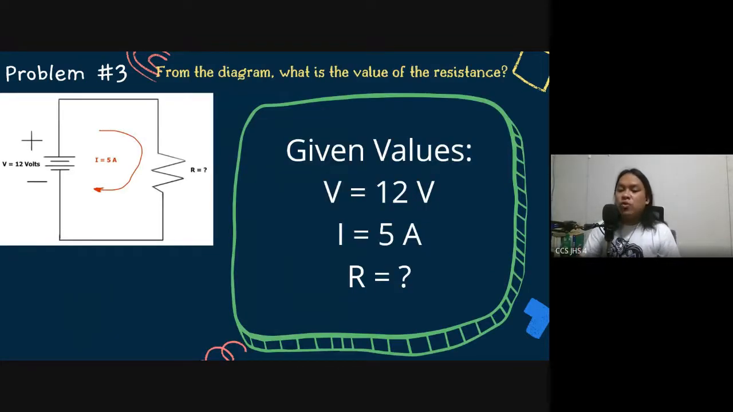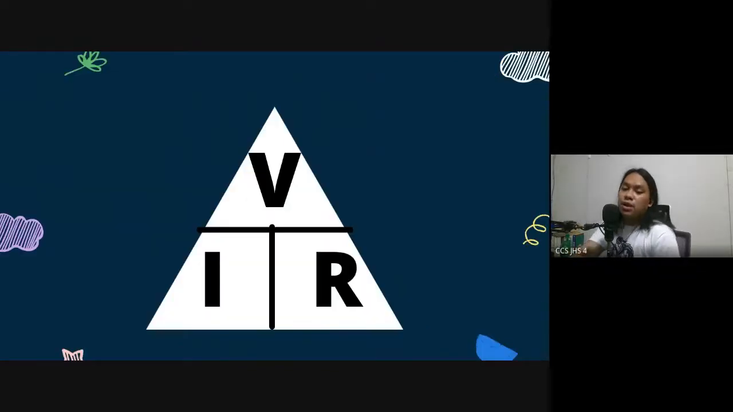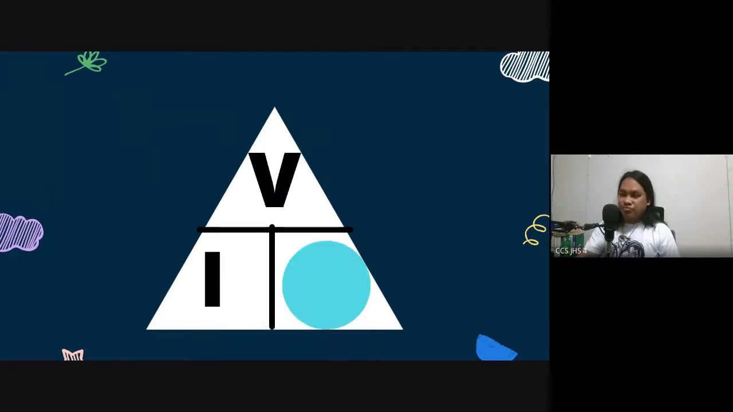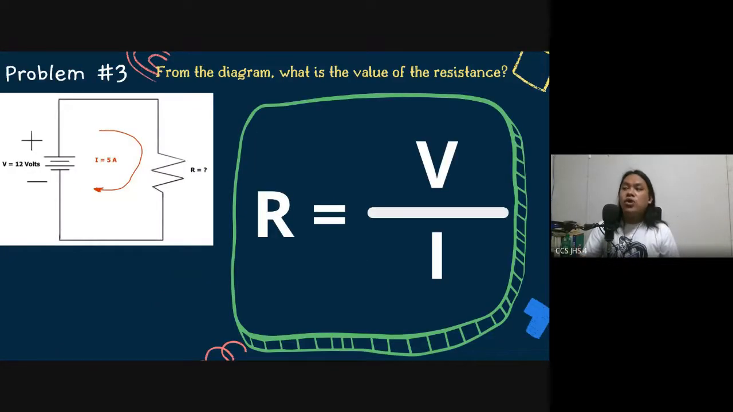Voltage is equal to 12 volts. Current is equal to 5 amps. And we're going to look for the value of resistance. So what formula are we going to use? Let's look again at our pyramid of Ohm's law. Once again, the electrical parameter we are looking for is resistance. Very good. So we are just going to cover letter R. Okay, so you have there the formula. R is equal to V over I. So we'll substitute. V is 12 volts divided by I or 5 amps.